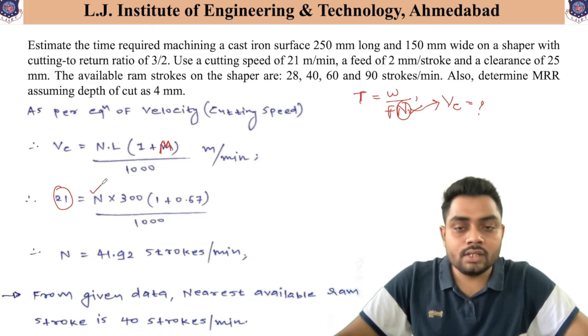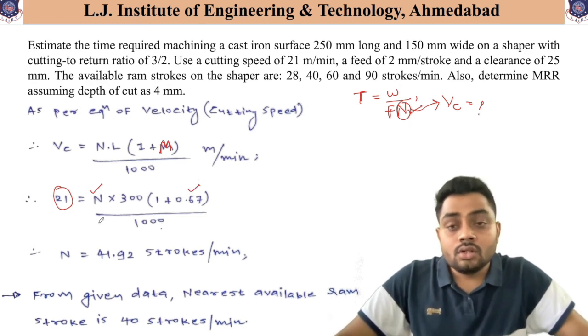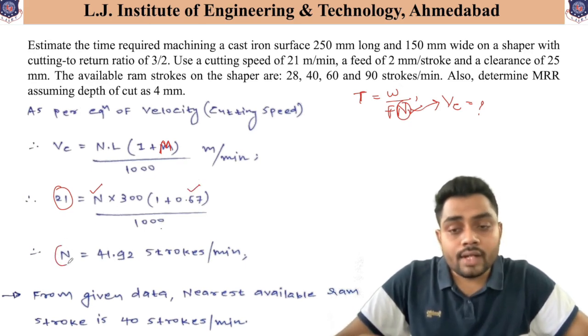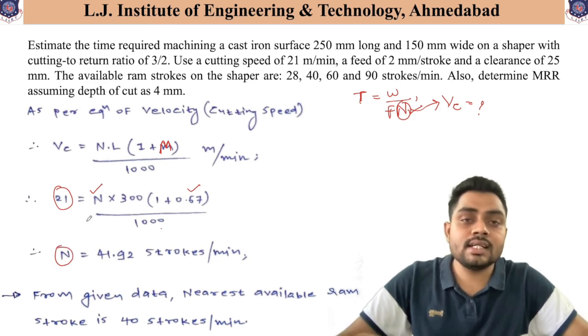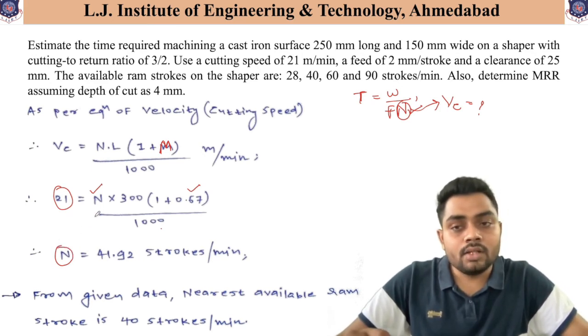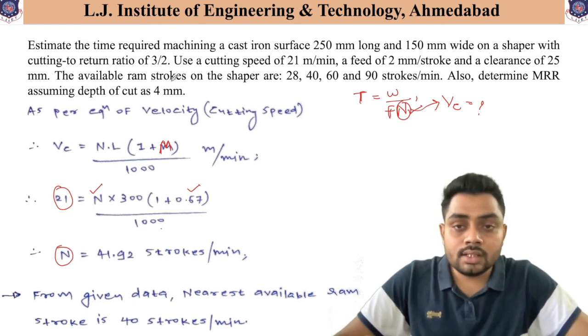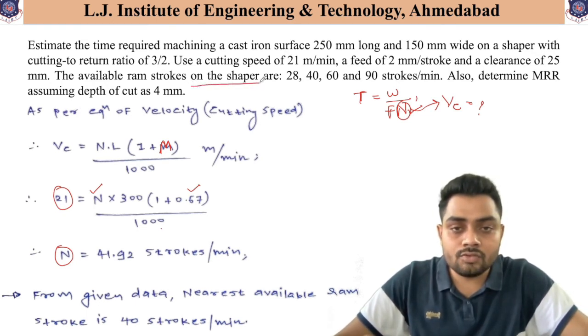We need to find the value of N. L we have already found, that is 300. 1 plus M we have also found, that is 0.67, divided by 1000. So why are we finding the value of N? Why are we not considering the standard equation available for the machining time calculation? Because here they have given the standard strokes available for the shaper machine.